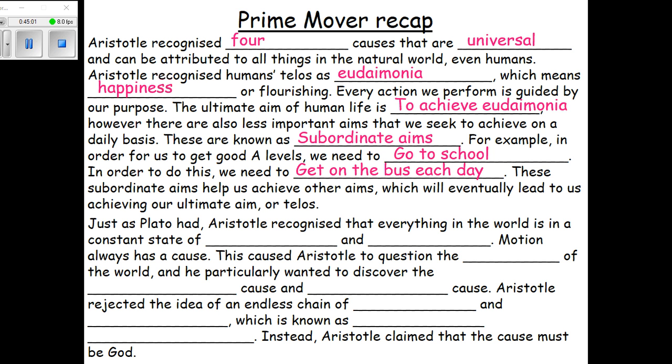Just as Plato had, Aristotle recognized that everything in the world is in a constant state of change and motion. Motion always has a cause. This caused Aristotle to question the cause of the world, and he particularly wanted to discover the efficient cause and final cause. Aristotle rejected the idea of an endless chain of cause and effect, which is known as infinite regress.